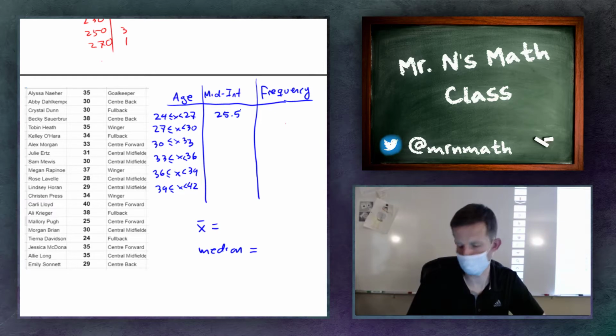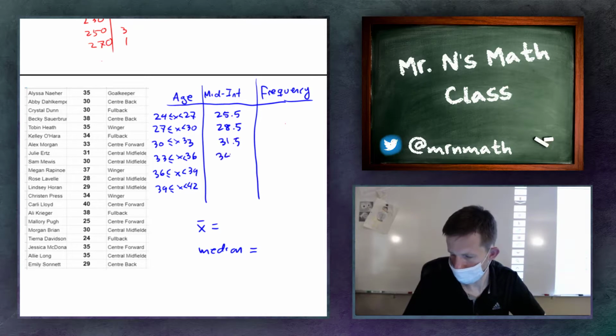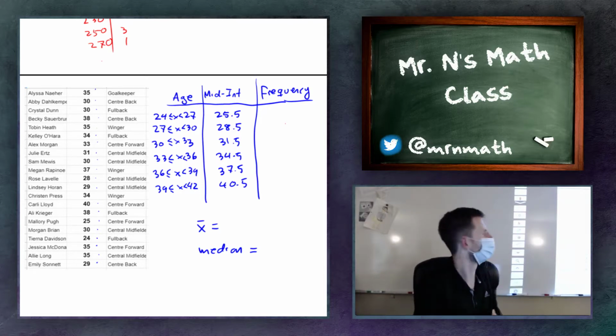25.5. And then 28.5. 37.5. 40.5. 21 players.